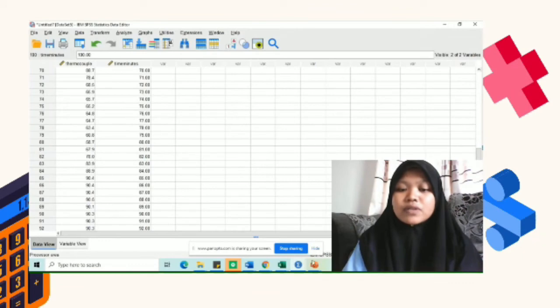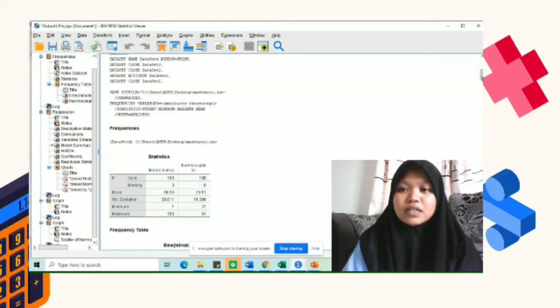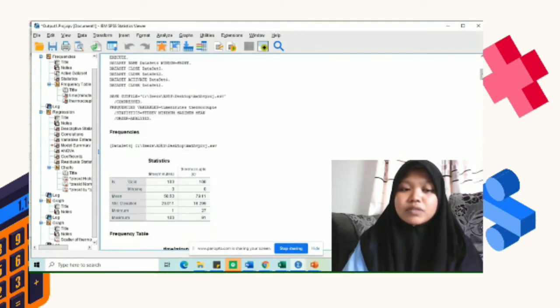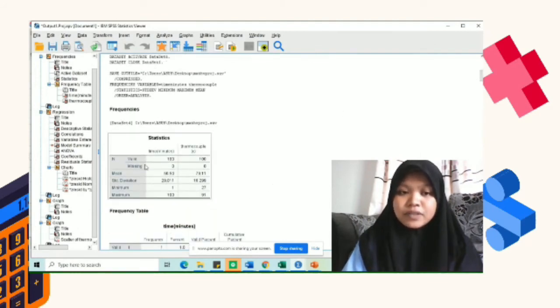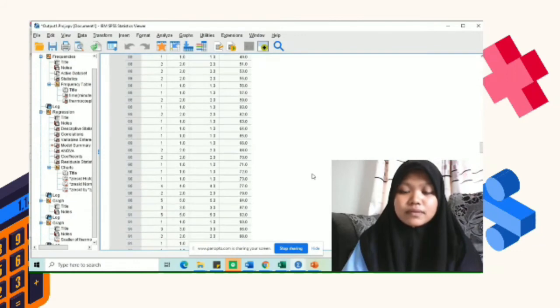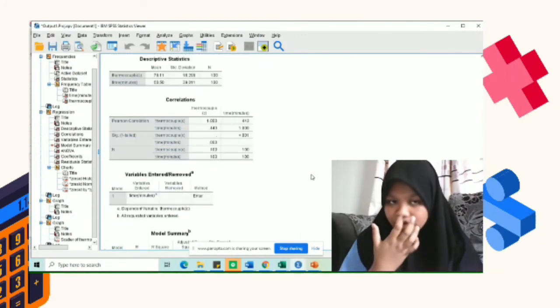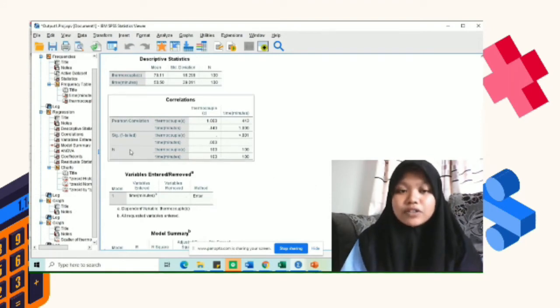So after we run the simulation, this is the output. We can see from the statistic table the value of mean, standard deviation, minimum and maximum for each variable X and Y. Next, we can also verify our value for percent correlation. Our hypothesis test is either single tail or one tail.